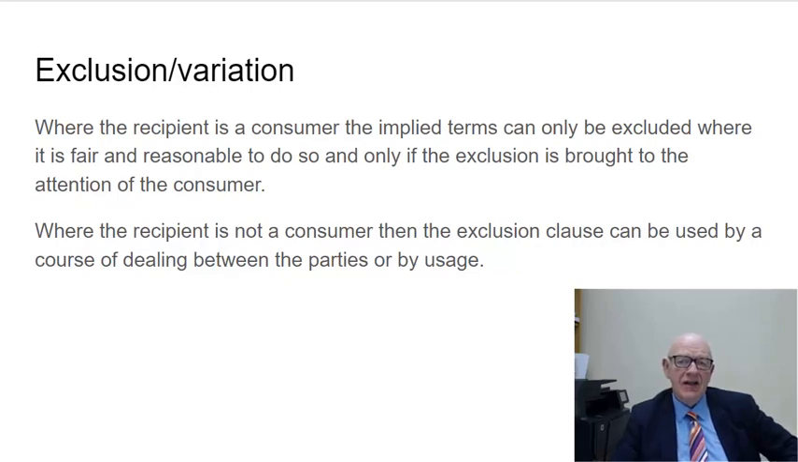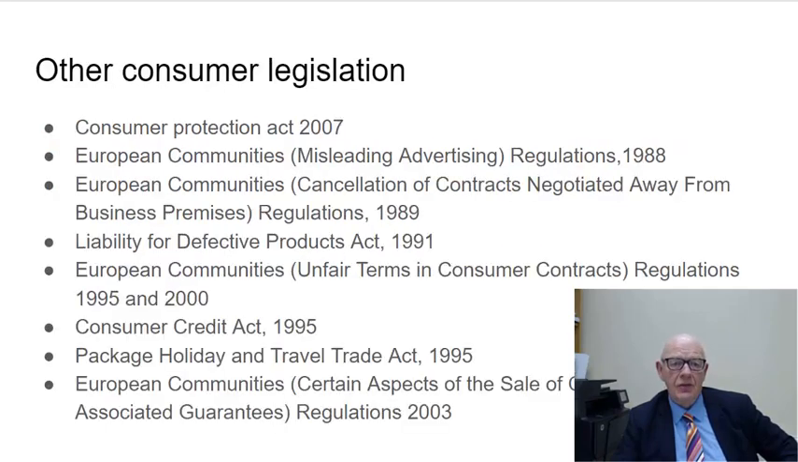When it comes to an exclusion or a variation, where the recipient is a consumer, the implied terms can only be excluded where it is fair and reasonable to do so, and only if the exclusion is brought to the attention of the consumer. Where the recipient is not a consumer, then the exclusion clause can be used by a course of dealing between the parties, or by usage, or indeed by negotiation between the parties, who obviously, if they're both businesses, should be able to negotiate satisfactorily and competently on their own behalf.